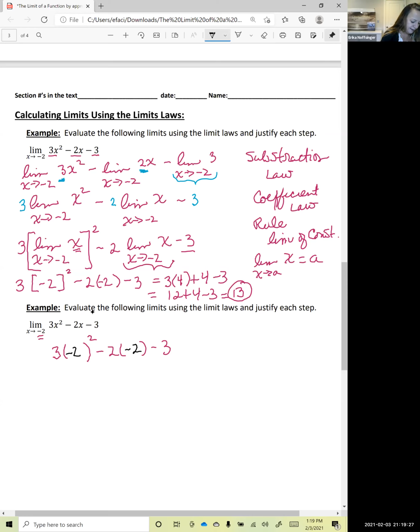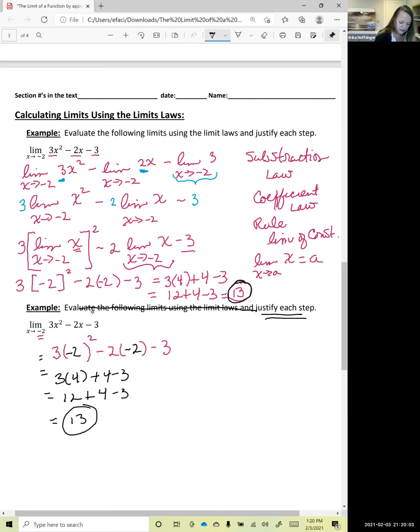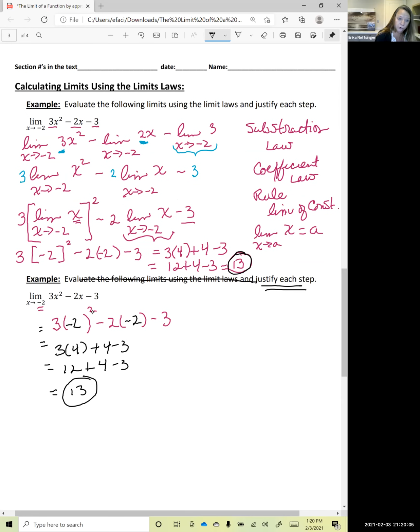So if we simplify this, we get 3 times -2 squared, which is 4, plus 4 minus 3. Again, order of operations. So 12 plus 4 minus 3, we get back the 13, which we got here. So direct substitution definitely is much faster, and that's the way you can do it unless it asks you in that example to justify each step. But since we had done the one above and it was the same exact problem, that was a good way to just show you this new rule.